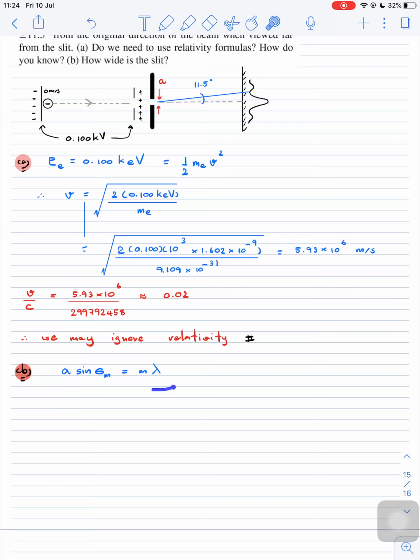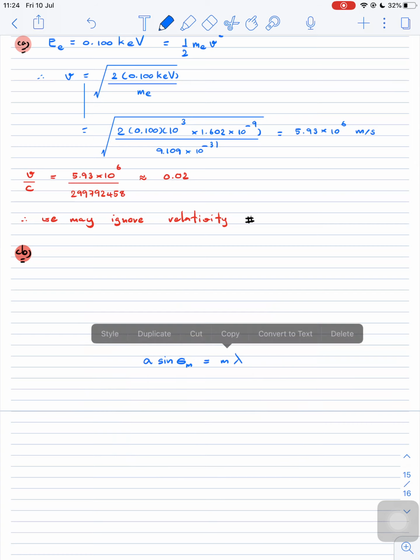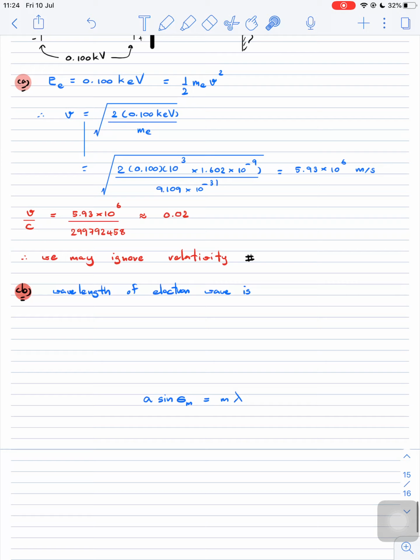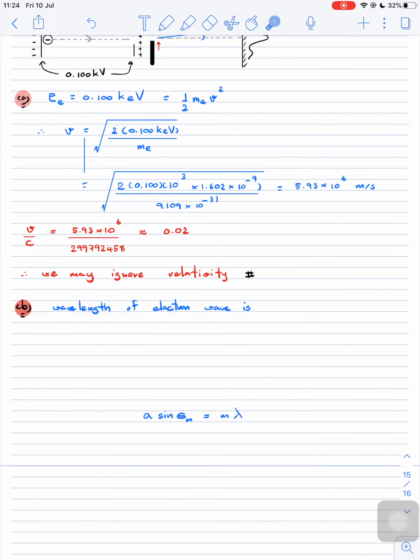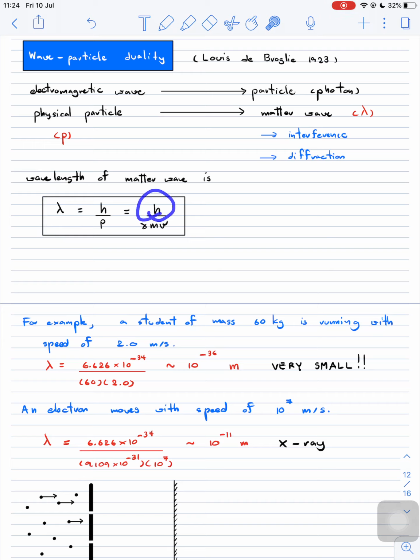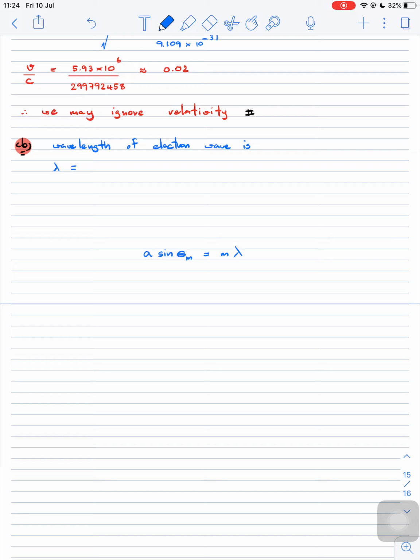So the problem is we need to find lambda first, the wavelength. How can we find the wavelength of the electron wave? We know V. So if we want to find the wavelength, we can use this equation, lambda equal to h over gamma times m times V. But don't forget that in this case gamma is equal to 1, because the speed is really small compared to the speed of light in vacuum. So lambda equal to h over mass times velocity.